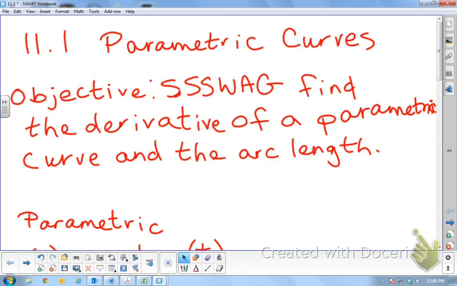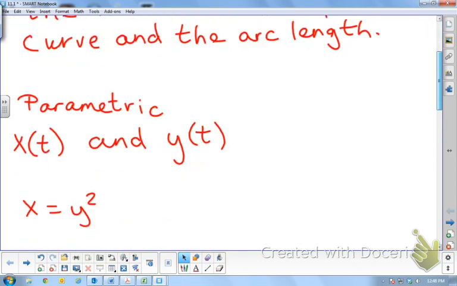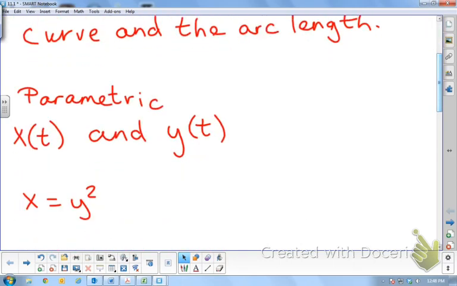So do you guys know what I mean when I say a parametric curve? So no idea what parametric means? Okay. So a parametric curve is where you have x equal to something with t's in it, and y equal to something with t's in it. It's a way to take a relation and work with it a little bit easier. We like functions to work with.